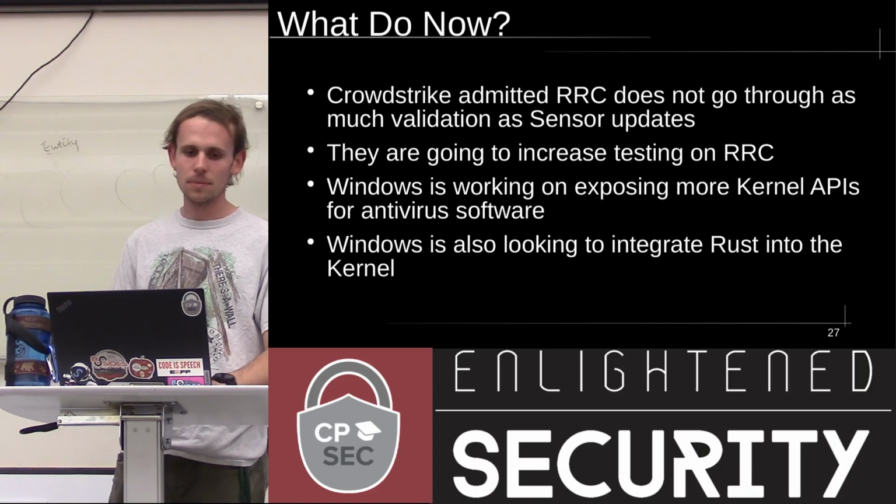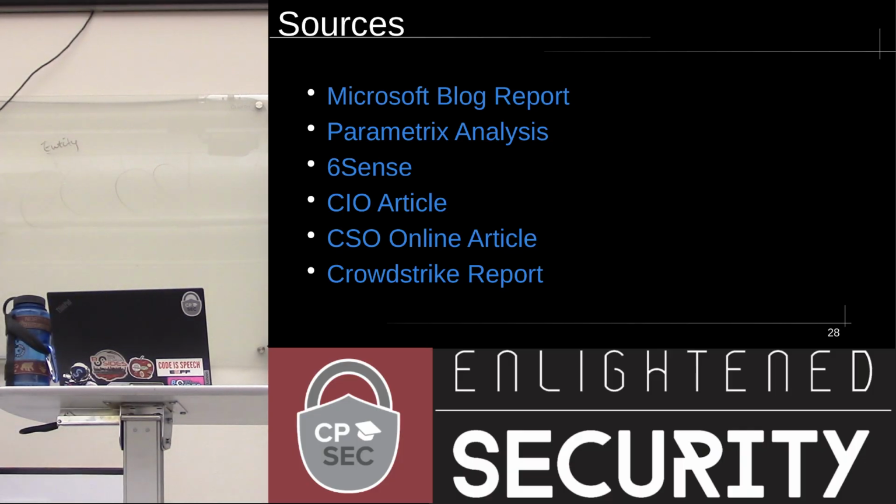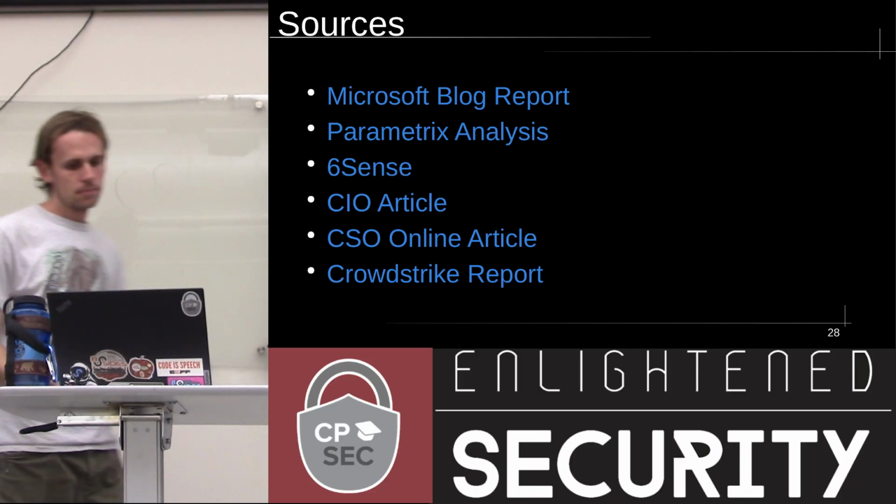So yeah, these are my sources. If you are interested, again, the Microsoft blog report is really good, but is really intense. The CrowdStrike report is also really intense, but in a different way. This is a bunch of fun numbers. This is the insurance report that I pulled that showed how much damage was done. So that's kind of wild. The rest are just articles that I pulled some data from. So yeah.